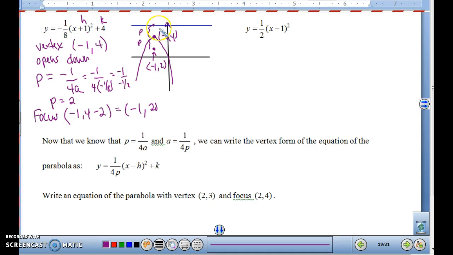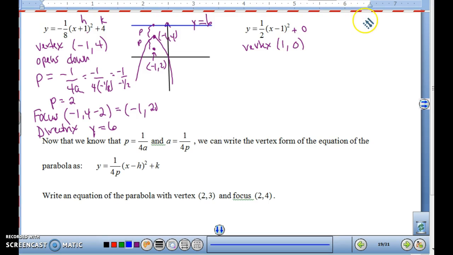And my directrix will be 2 above here, so I'd have to take the 4 and add 2, which gives me a directrix of y equals 6. So that puts me right there. Okay, let's do one more. y equals 1/2 times (x minus 1) squared. Well, the vertex for this one, according to our formula, the h would be 1. What's the k? Well, this is plus 0, so this is going to be a vertex at (1, 0).